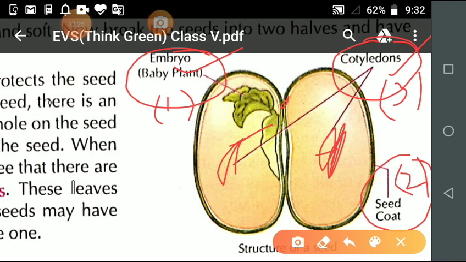This is the stored food for the growth of the embryo, because the first part which comes out from the seed is the root. When the root comes in touch with the soil, then it absorbs water and minerals from the soil. But when it is not in touch with the soil, it is in the seed. At that time these cotyledons are the stored food for the growth of the embryo.